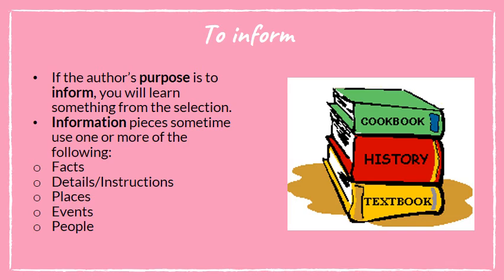Informational pieces sometimes use one or more of the following. In informational text, we might find facts, details and instructions, places, events, and people. So when you find a lot of information, but pay attention here, the writer is not giving his or her opinion, they are just giving us information, extra knowledge, then the author's purpose will be to inform.